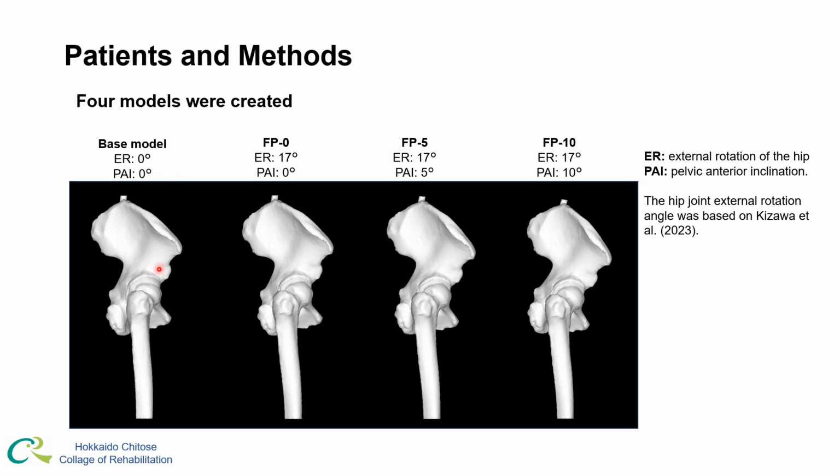From this base model, there was a model with 17 degrees external rotation and 0 degrees pelvic inclination, false profile 0, a model with 17 degrees external rotation and 5 degrees pelvic inclination, false profile plus 5, and a model with 17 degrees external rotation and 10 degrees pelvic inclination, false profile plus 10. The external rotation angle of 17 degrees was selected because in patients with DDH, the average hip external rotation angle on the false profile X-ray was 17 degrees.